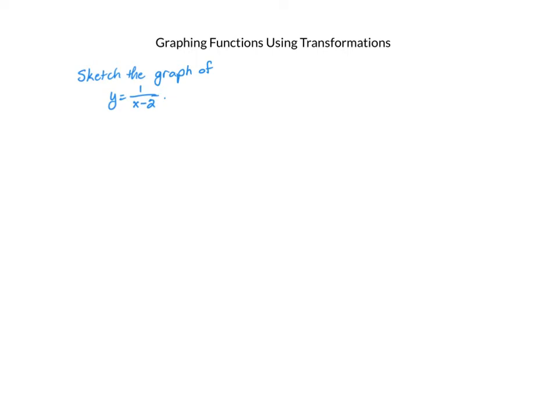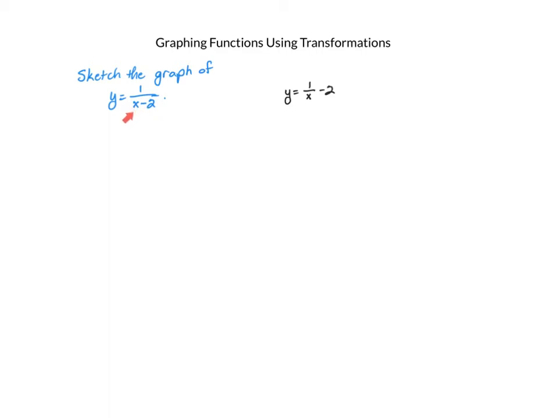Let's look at this example. We're going to sketch the graph of y equals 1 over x minus 2. Make sure you make note of the fact that the 2 is being subtracted from the x. It's not being subtracted from the function itself. Like in contrast, it's not y equals 1 over x minus 2. You need to make sure when you're looking at these problems that you pay attention to where the minus 2 is. So in this one, the minus 2 is being subtracted from an x.